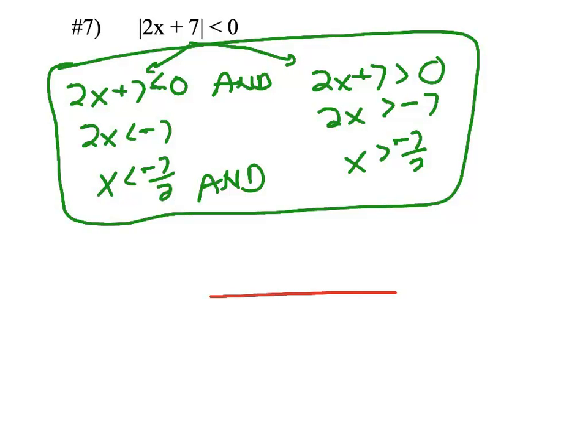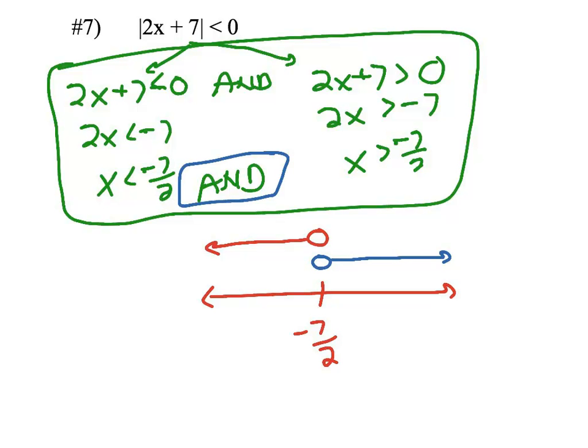Put that on a number line. The only number I have here is negative 7 over 2. X is less than negative 7 halves goes to the left. X is greater than negative 7 halves goes to the right. They're open circles because they don't include those. For an and problem, which is what this is, it's where those graphs overlap. They don't overlap. So your solution is the empty set. There is no solution for that.